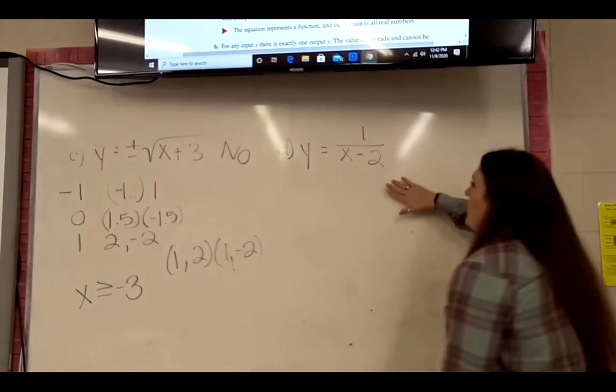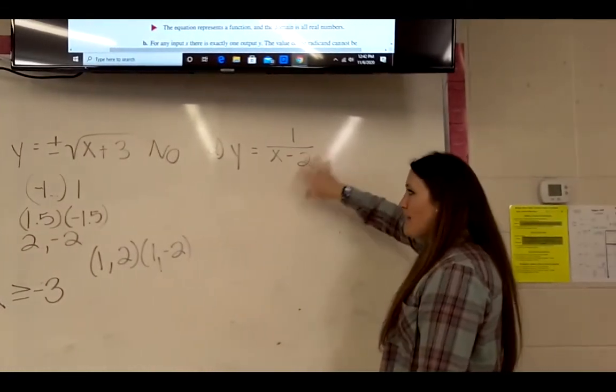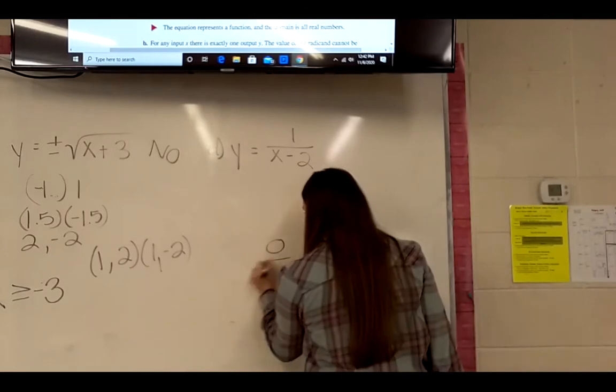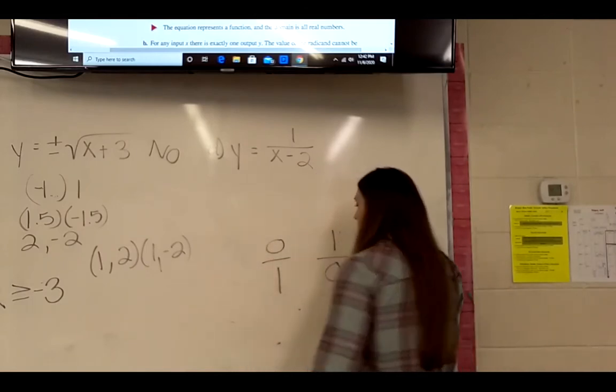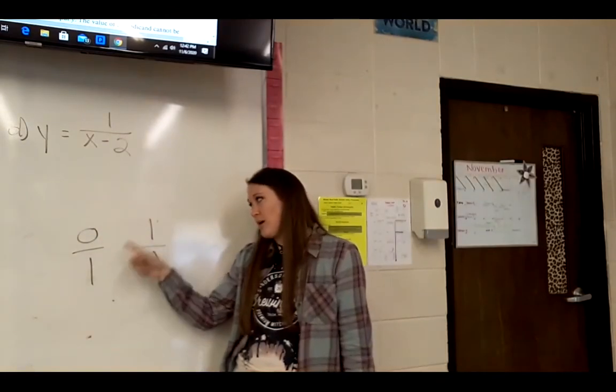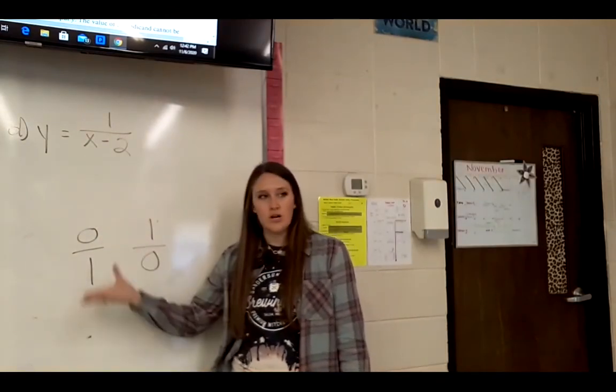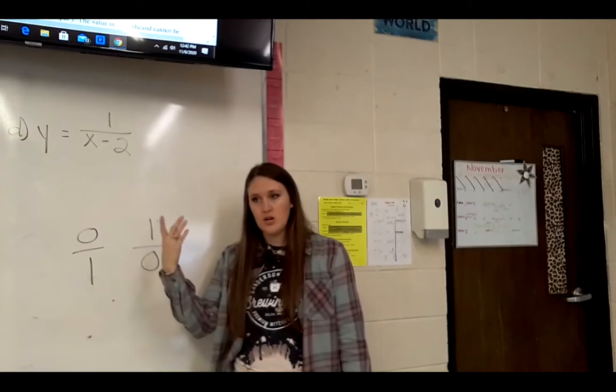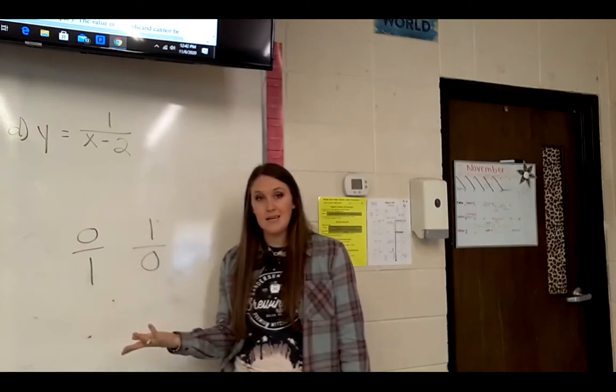Okay, last one. I want to preface with something first. I know you've seen this before, but you can only have one of these. This is 0 divided by 1, and 1 divided by 0. Only one of these works, the other one does not work. I'm going to tell you a trick to remember it. It's silly, but I promise it helps.